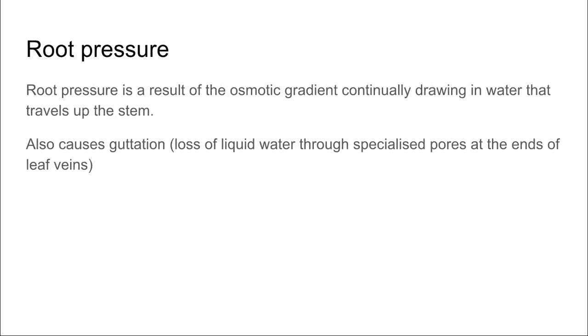There is pressure within the root as a result of this osmotic gradient, and as it continually draws in water, that travels up the stem. This also causes guttation, which is the loss of liquid water through specialized pores at the end of leaf veins.